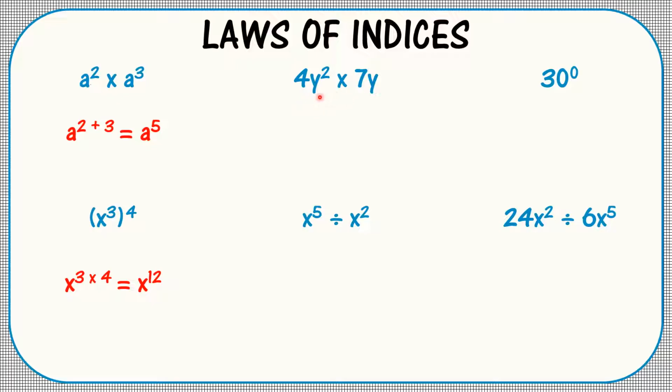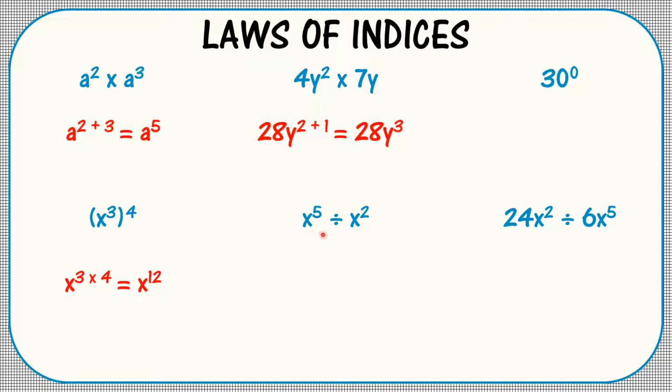In the next example, you have 4y squared multiplied by 7y. What you need to understand is that you multiply the numbers normally. So you do 4 times 7, which equals 28. Then you have y to the power of 2 multiplied by y. Now what you need to understand is that there is an invisible 1. So it's y to the power of 2 plus 1. So the final answer is 28y to the power of 3.